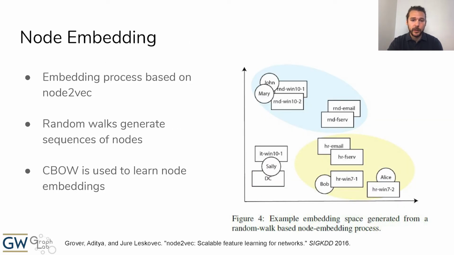Next, we perform node embedding on our authentication graph. This embedding process is the same as discussed previously and is based on the Node2Vec algorithm. We generate random walk sequences and perform continuous bag of words embedding. The figure on the right is the two-dimensional embedding space generated from the graph on the previous slide. We can see that the node embedding captured some very relevant information from the graph, allowing for us to distinguish between, for example, user machines and servers, organizational units, admins versus non-admins, and others.